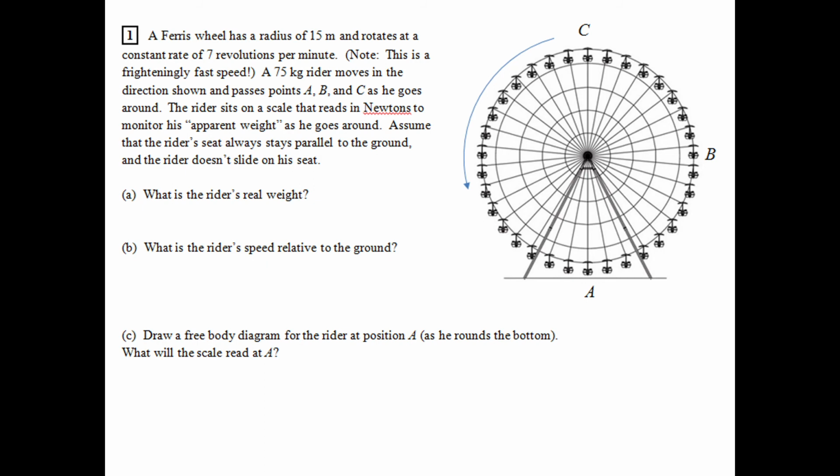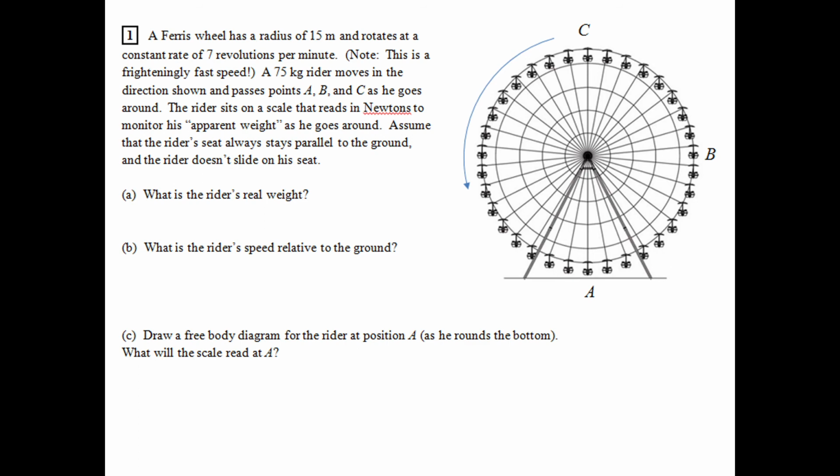Note here that for this size Ferris wheel, that's actually a very fast rotation rate, and you would probably feel a little bit scared as you rounded the top. It would be a frighteningly fast ride, but just to make it a little bit more dramatic, I sped up the speed a little bit, even though 7 RPM doesn't sound very fast. For this size Ferris wheel, it actually is. And we've got a 75 kilogram rider who moves in the direction that we would call counterclockwise.